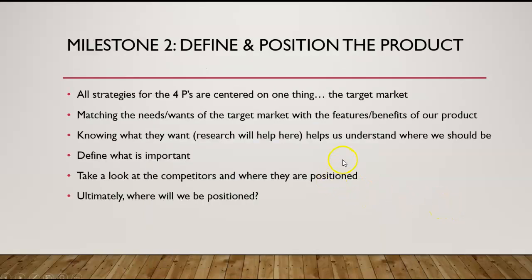So milestone 2 is define and position the product itself. All the marketing strategies that we come up with for the 4 Ps are centered on one thing, the target market. And you're always going to keep that in mind, because there's a reason why you have a target market, and that reason is pretty simple: it allows you to focus your energy and your resources and everything towards the right group of people, okay?